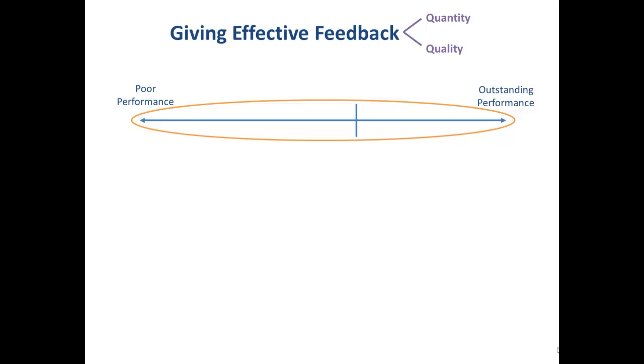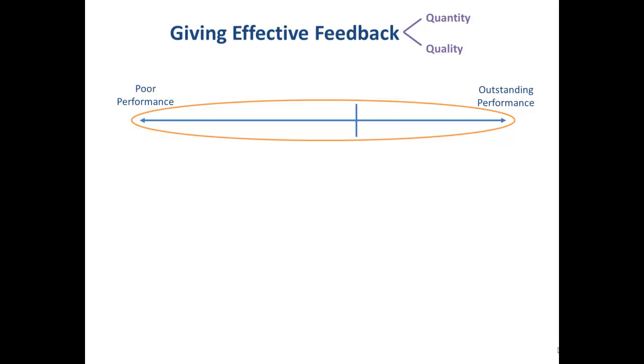Now, you want to keep your feedback proportional. You don't throw someone a parade for coming into work on time, but if it's important that they come into work on time, you give them feedback on that, and you let them know that that's what you expect and that they're doing what you expect. So that's the quantity of feedback.